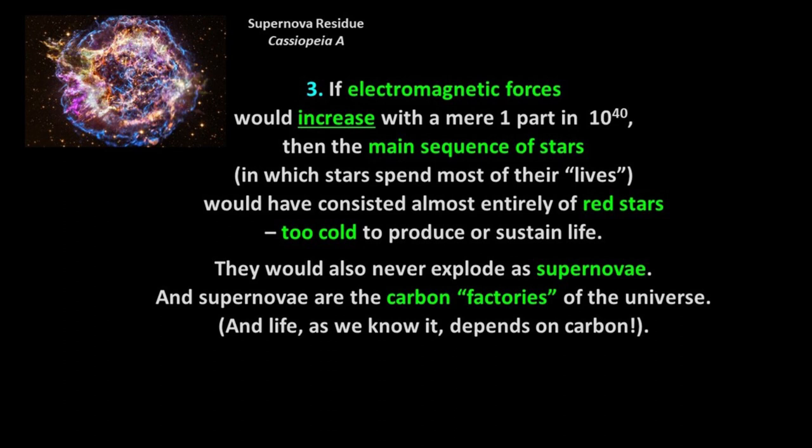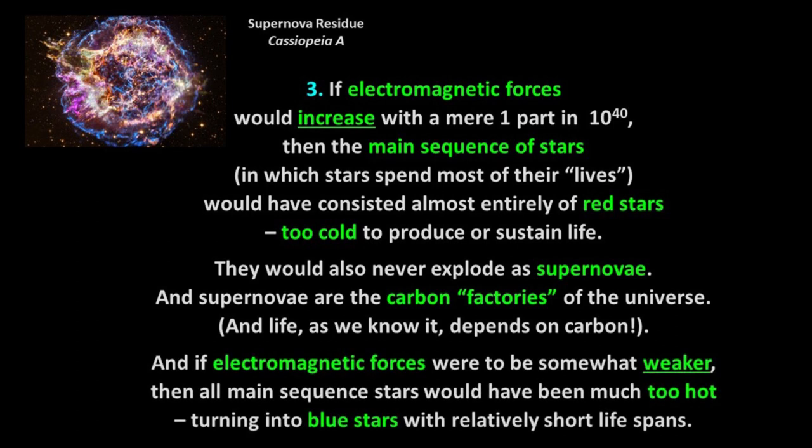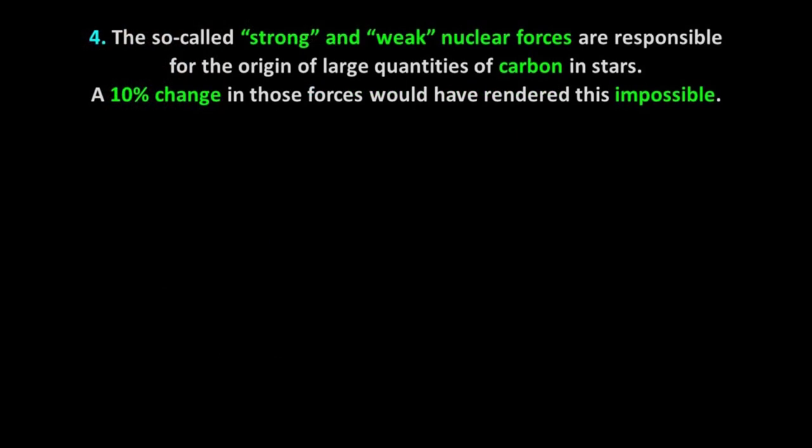They would also never explode as supernovae, and supernovae are the carbon factories of the universe, and life as we know it depends on carbon. That's where our Earth's carbon comes from. And if electromagnetic forces were to be somewhat weaker, then all the main sequence stars would have been much too hot, turning into blue stars with relatively short lifespans, and once again we wouldn't have been here. Number four, the so-called strong and weak nuclear forces are responsible for the origin of large quantities of carbon in stars. A 10% change, a very small change, in those forces would have rendered this impossible.